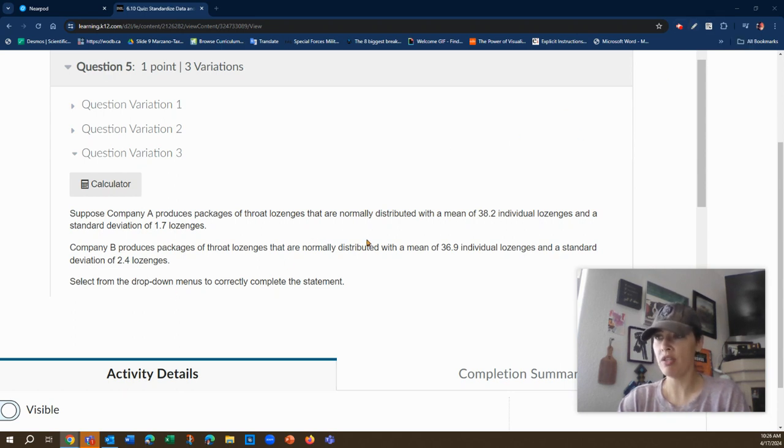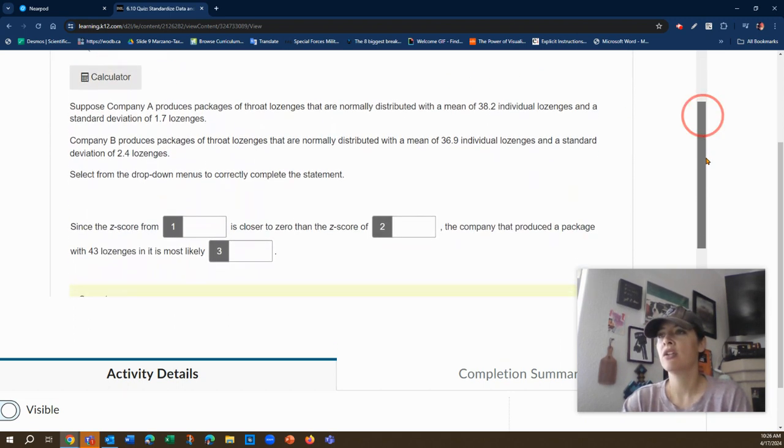Okay, so selecting from the drop-down menus, we're going to need to calculate their z-scores, but they don't tell you that, right? They kind of just say select from the drop-down menus. So let's scroll down and just talk about test-taking strategies. So here is the question. Select from the drop-down menus to correctly complete the statement. When you have that type of question, it's best to read the entire statement and then try to decide what it is you need to find to fill in those blanks.